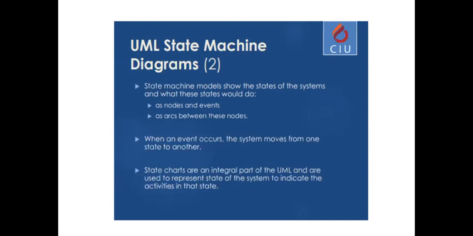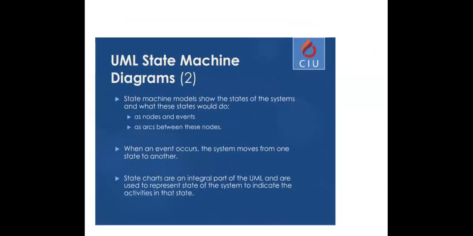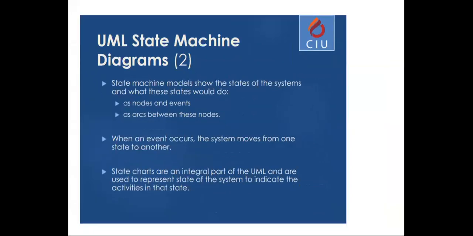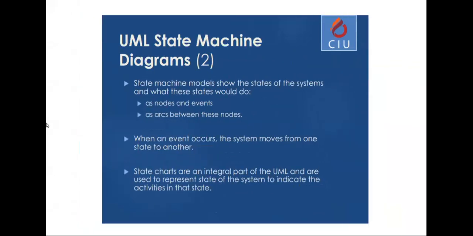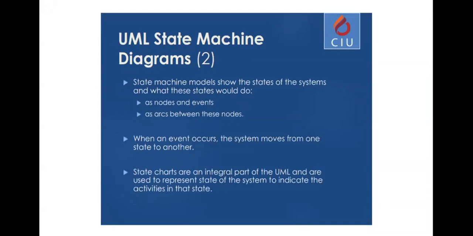State charts are an integral part of the UML and are used to represent the state of a system to indicate the activities. So whenever you start a state machine diagram, what you essentially do is have a start, just as in the UML activity diagram. You have a start, the initial state, and you have a finish, which is the final state. And in between, the system goes from one state to the other. Instead of focusing on the data flow and how it is flowing through the system, you focus on the state of the system and how it changes.